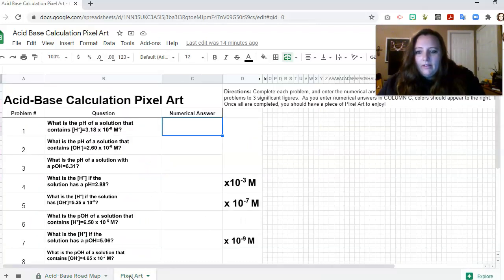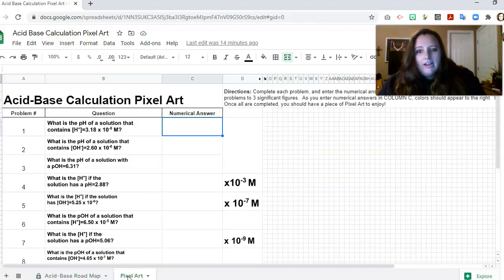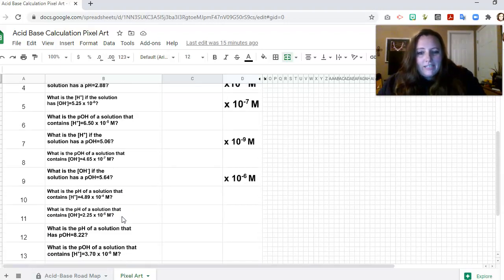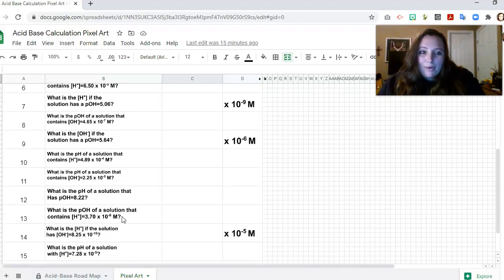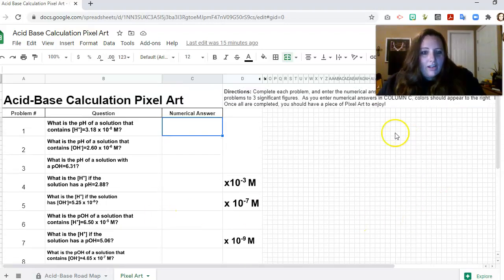Over here, I'm going to click on this other tab. So in case you guys didn't see that, at the bottom there are 2 tabs. All right, so now we're going to actually make some pixel art. So I hope this is exciting for you guys. This was super fun to figure out. So what I've given you is 15 problems for you guys to calculate. Every time you come up with the correct answer, this over here is going to fill in with some different colors and it's going to create some pixel art.